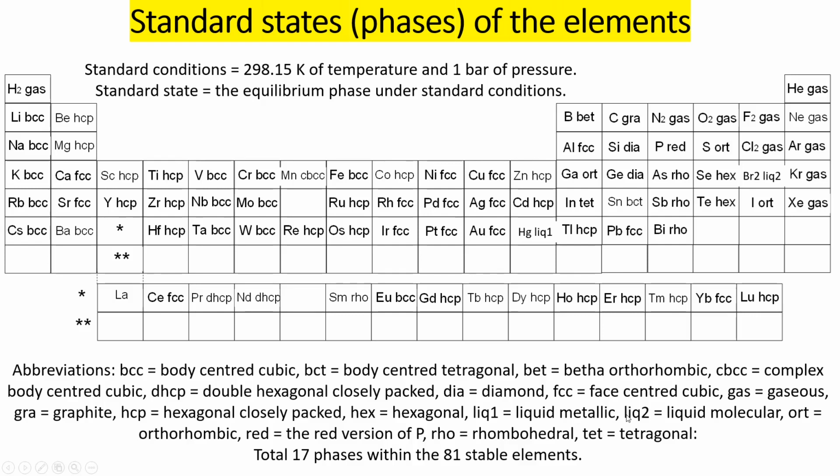Altogether 17 different phases are given. Most of them are crystalline phases. But we have also gas. We can talk about one atomic gases, which are the noble gases, and we can talk about the two atom gas molecules such as nitrogen, oxygen, fluorine, chlorine, and by the way hydrogen. And we have also two different liquid phases, the metallic liquid mercury and the molecular liquid bromine.